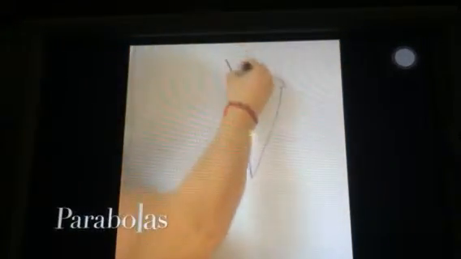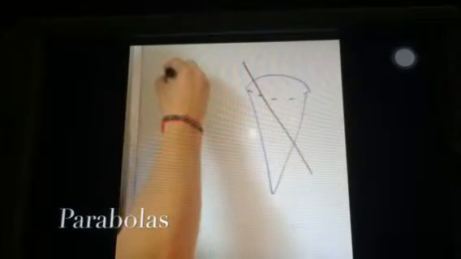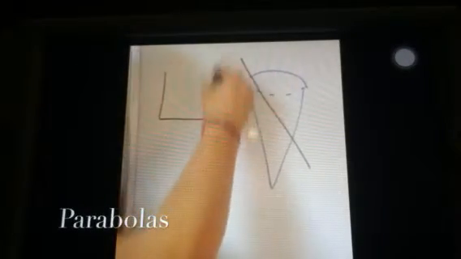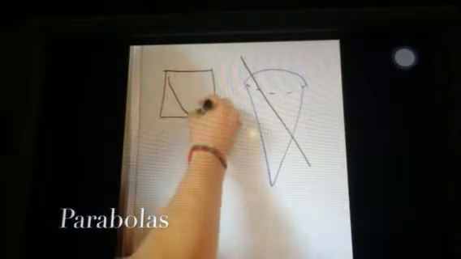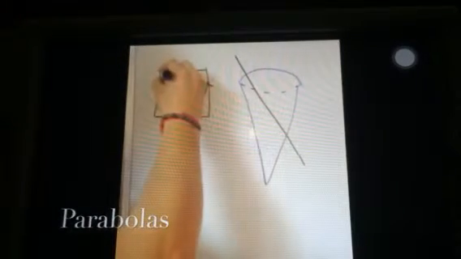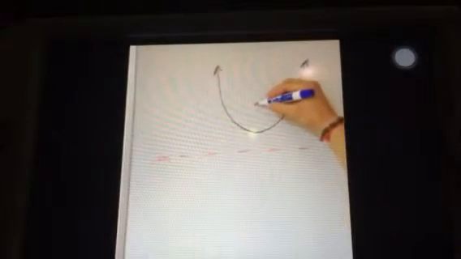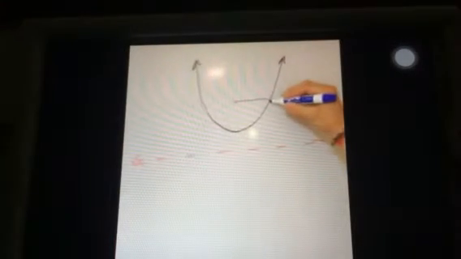The last conic section is a parabola, which occurs when a plane intersects a cone through its base. A parabola can be defined as all the points equidistant from both the focus and the directrix of the parabola.